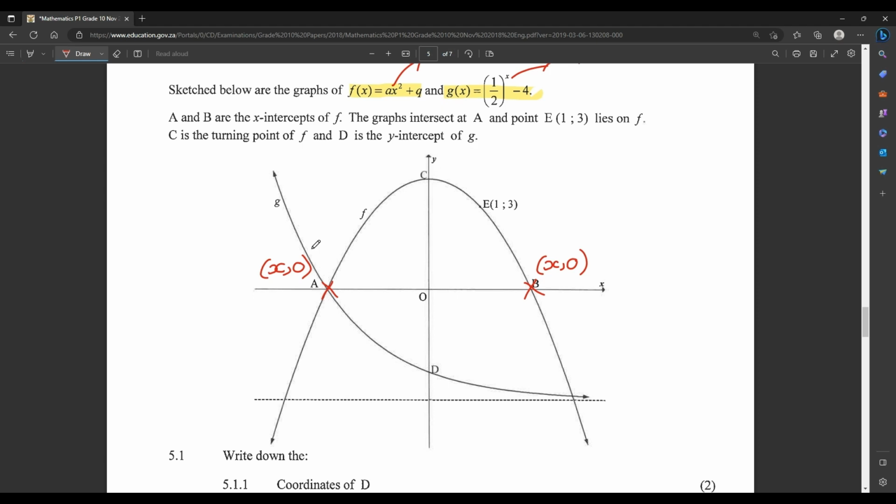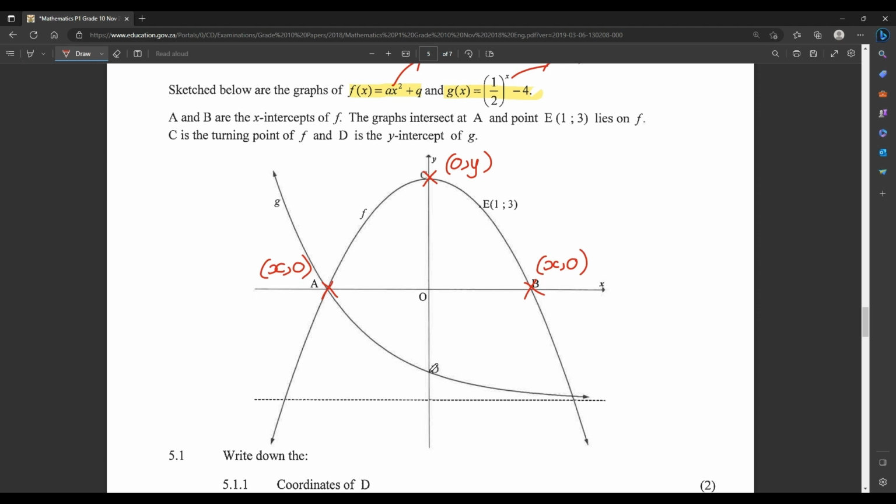The graphs intersect at A. So these two, g and f, cross each other here at A. And the point (1; 3) lies on f. So they're just giving us a point that we might use later. C is the turning point of f. So here we can see it turns at the turning point. Because it is in line with 0, we know that x is 0. We don't know what y is, but we could work that out.